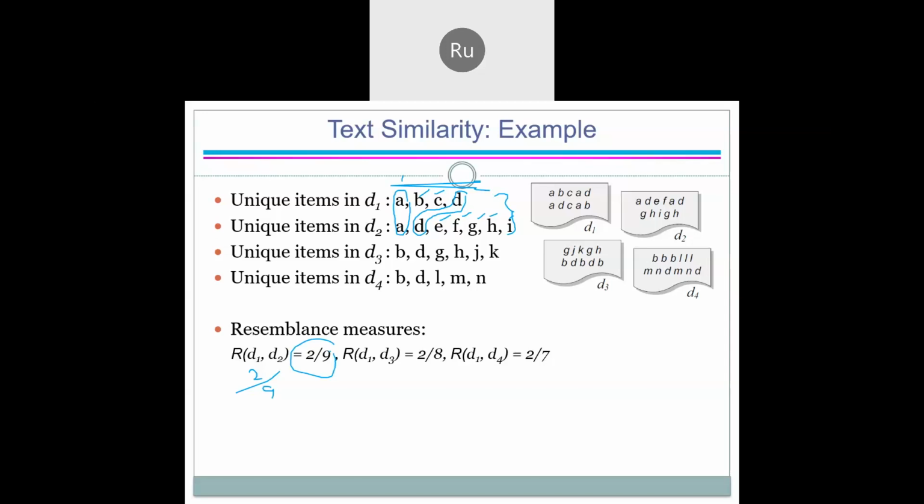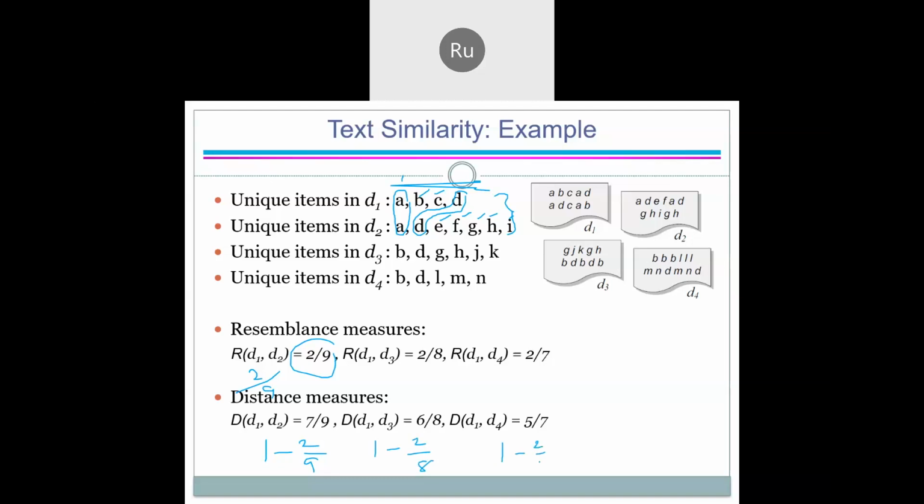So similar to document 1 and document 3, document 1 and document 4. When we want to find the resemblance, we just subtract from 1. So this one is 1 minus 2 over 9. Based on the resemblance that we have, this is 2 over 8, and this is 1 over 2 over 7. So very straightforward. This is very useful when you want to look at the similarity between two documents. It means that the order will not be considered here. We look at the term only.